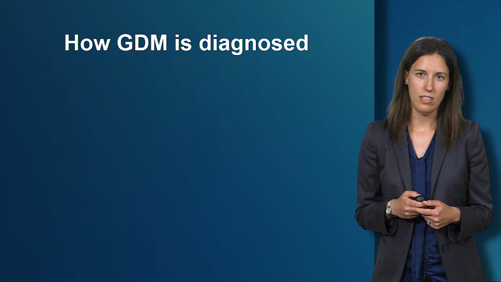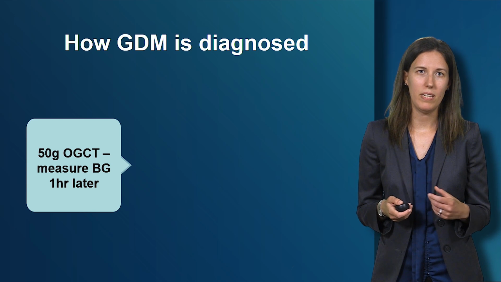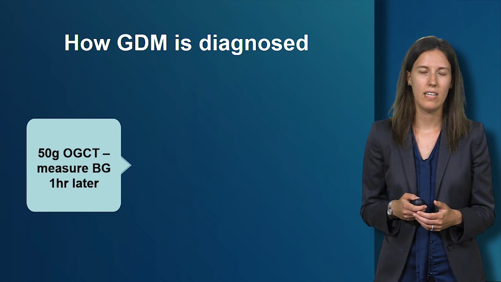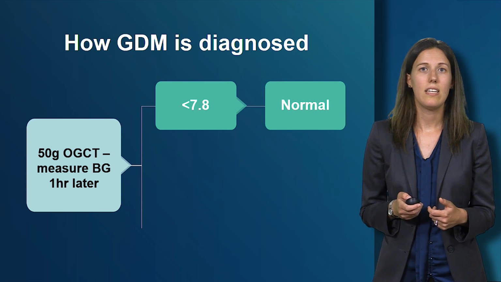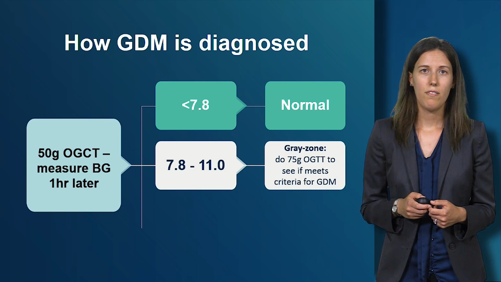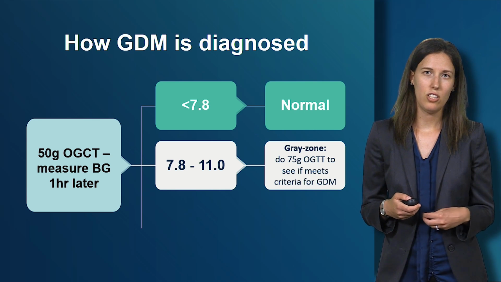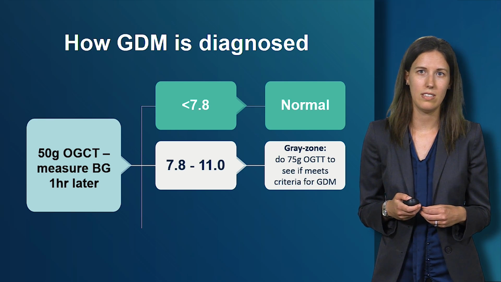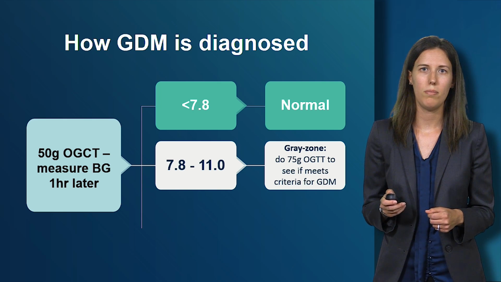Now, the screening test for gestational diabetes is the 50-gram oral glucose challenge test. How this is done is that the patient is given the 50-gram drink of the oral glucose challenge test. And after it is given, the blood sugar is measured 1 hour later. If the blood sugar is less than 7.8, then that is normal and the patient does not have gestational diabetes. If the blood sugar an hour later is between 7.8 and 11, this is a gray zone. And the recommendation is to then go on to do a second test. And that second test is the 75-gram oral glucose tolerance test. And then there's further criteria there for that test for the diagnosis of gestational diabetes.